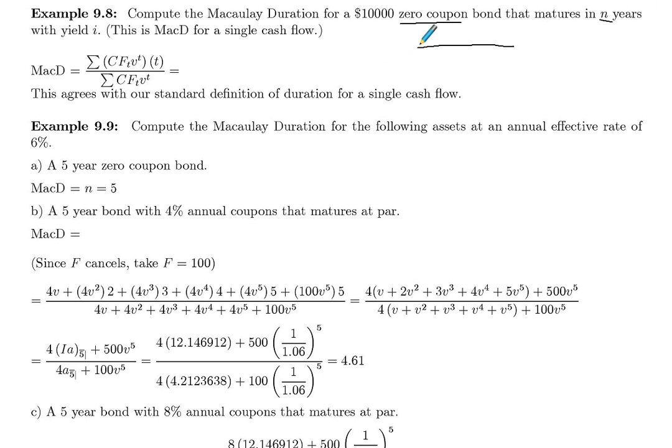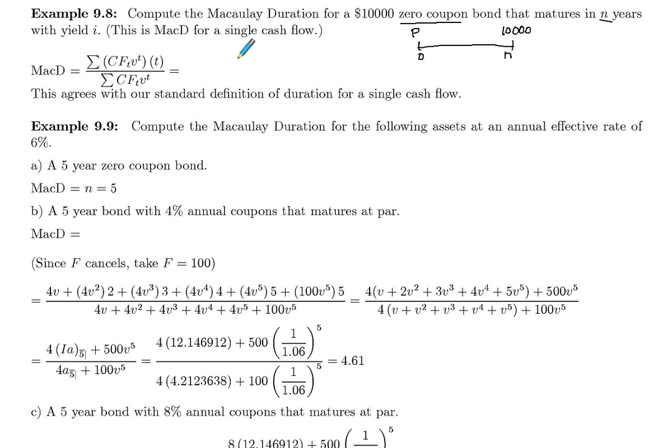So if you looked at a time diagram for this, you've got time 0 here and you've got time n here. And it's a $10,000 zero coupon bond, so 10,000 is the maturity value, so you get 10,000 back at time n, and then you start with your price at time 0. So it's just that one cash flow. We want to find duration, which is the time to the cash flow. Well, this should end up being n.